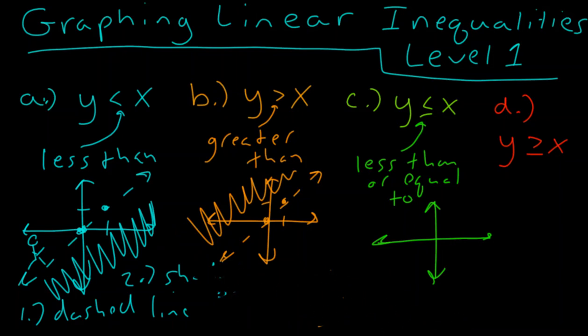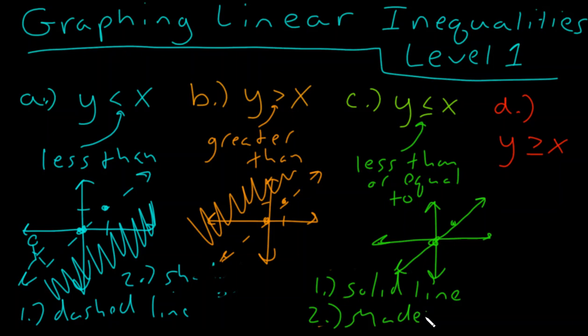When we're talking about less than or equal to, 1, we have to know it's going to have a solid line, and 2, so let's just go ahead and draw our solid line. But when it's less than, well, kind of much like the first one, it will be shaded below. So anytime we see a less than, no matter whether it's less than or equal to, it will always be shaded below.